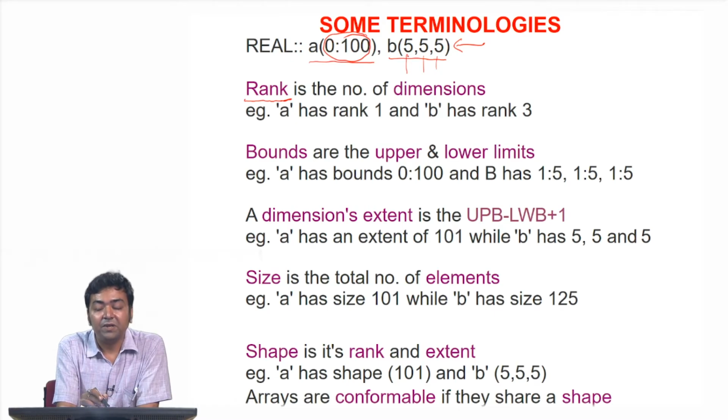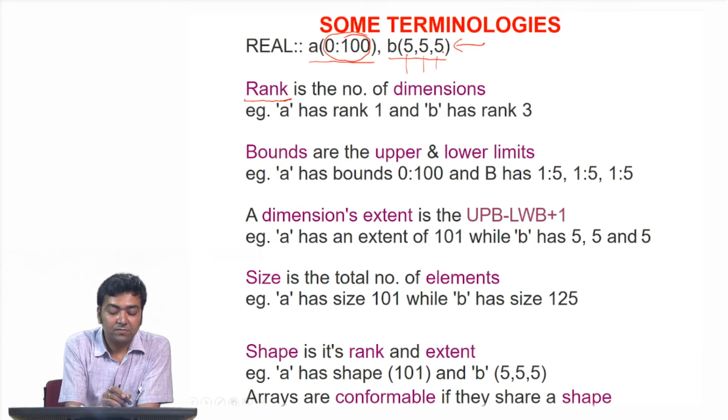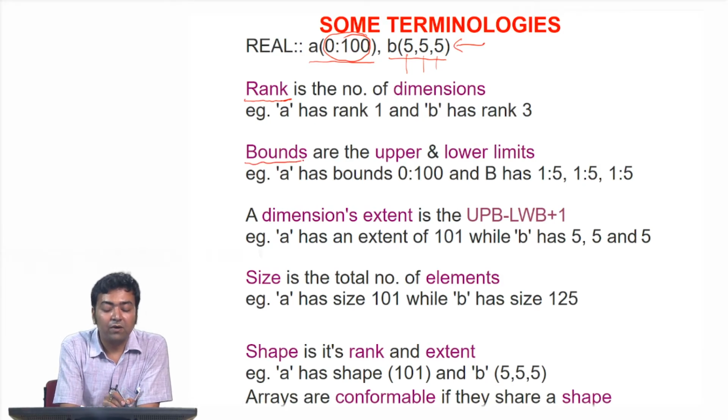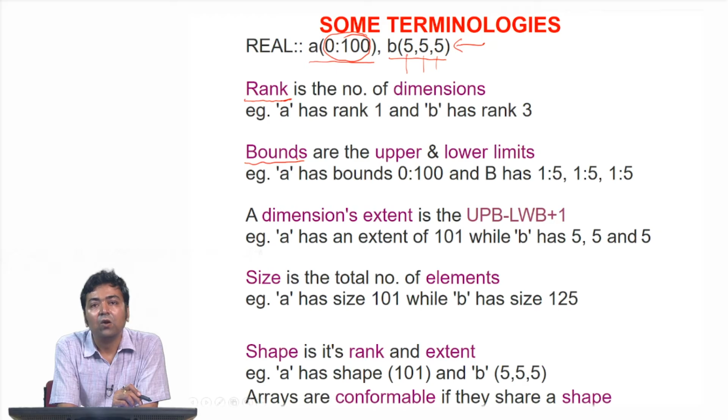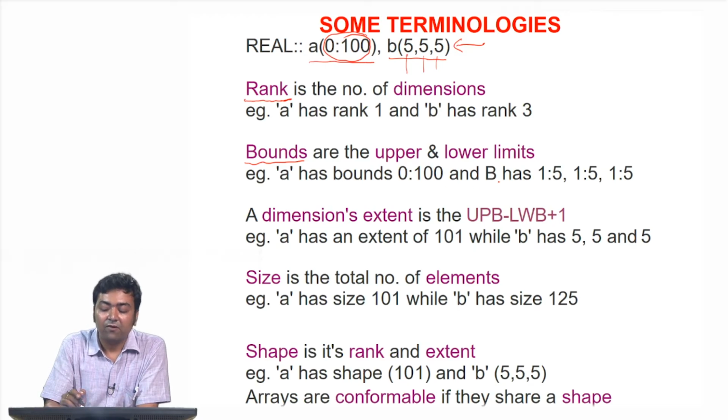In contrast, for B, the rank will be 3 because it has 3 dimensions. Then there is something called the bounds of an array, which tells us the lower and the upper limits of the array along each dimension. So, for example, for A, the bound will be 0 to 100, while for B, along each dimension, the bound is 1 to 5.